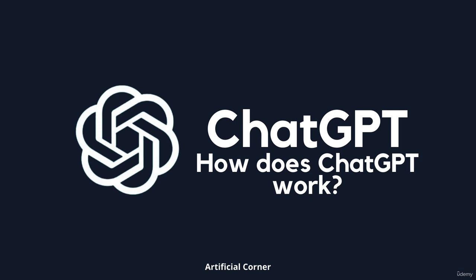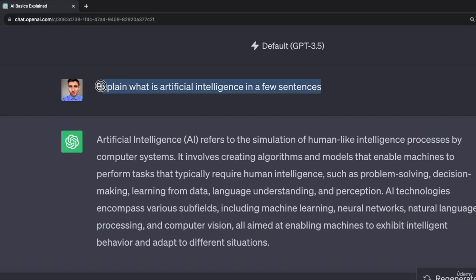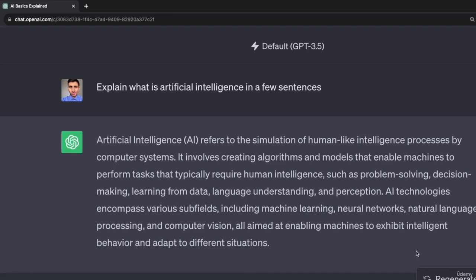Explain what is artificial intelligence in a few sentences. Here is ChatGPT's response to this prompt. Artificial intelligence refers to the simulation of human-like intelligence processed by computer systems. It involves creating algorithms and models that enable machines to perform tasks that typically require human intelligence, such as problem-solving, decision-making, learning from data, language understanding, and perception.